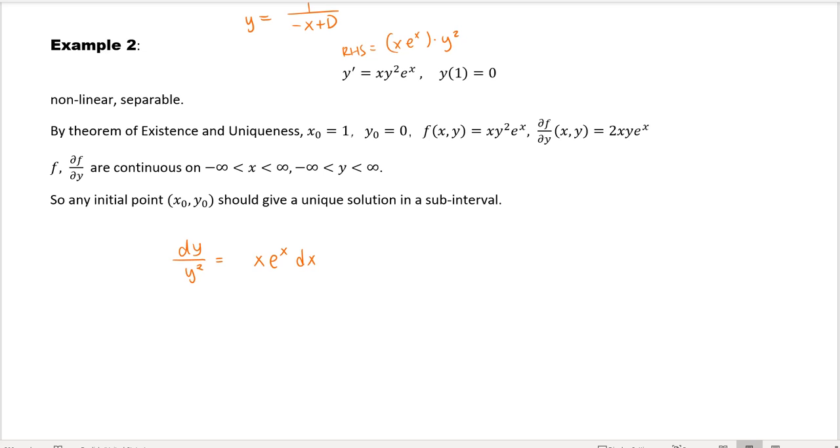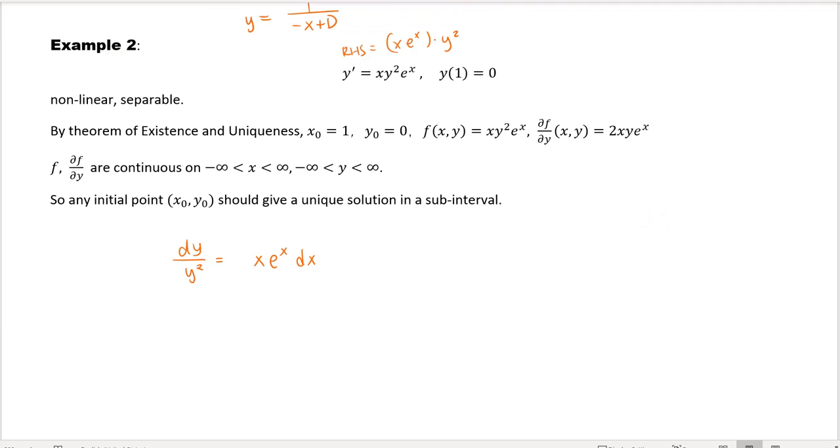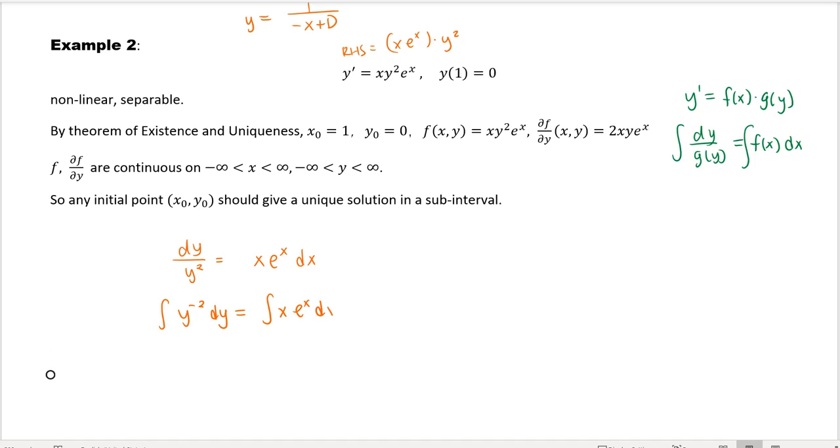Remember the steps: first, you want your left hand side to be y prime, and your right hand side you want to separate as a product, a function of x and a function of y. Then you divide g of y to the left, and f of x dx on the right, and then you integrate both sides. So now on the left, we have integral y to the minus 2 dy. On the right, x e to the x.